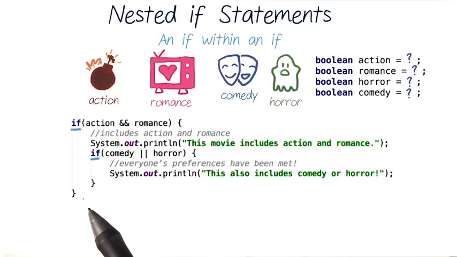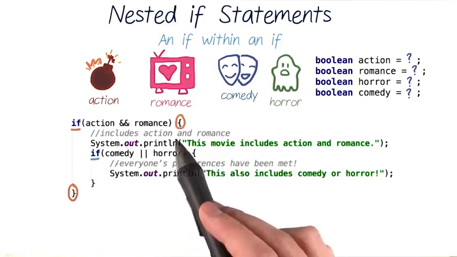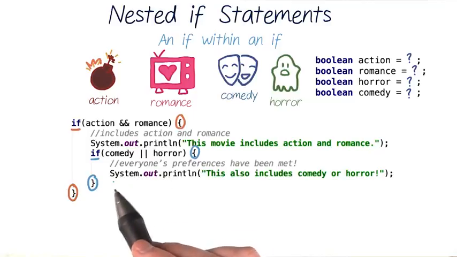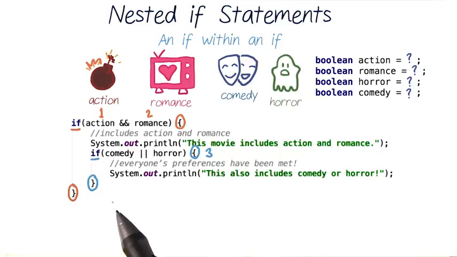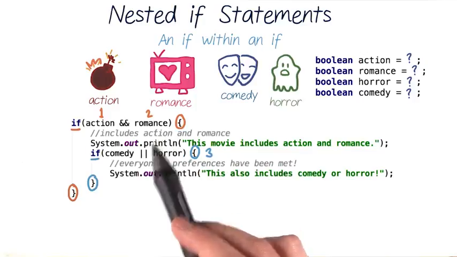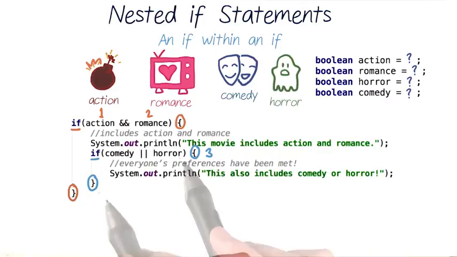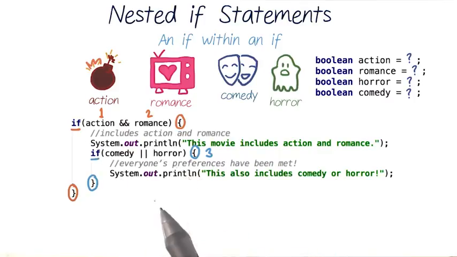So our long if statement can be written instead as an if within another if. Our outer if has its curly braces surrounding our inner if, and our nested if only contains this block of code inside its curly braces. And this code performs the same checks as before. Our outer if checks if a movie includes action and romance, and our inner if checks our third preference, whether there's comedy or horror. And the nested if has given us the ability to break up a long test condition. It also lets us add code that executes inside each if statement separately.